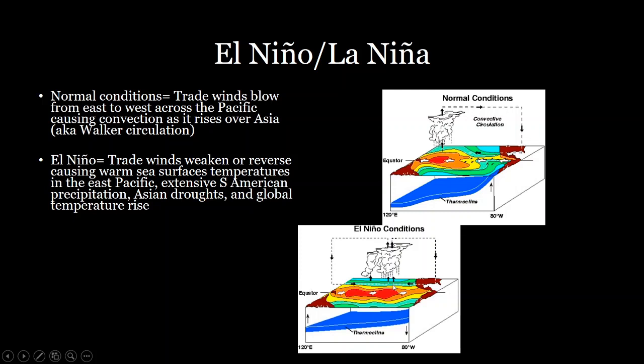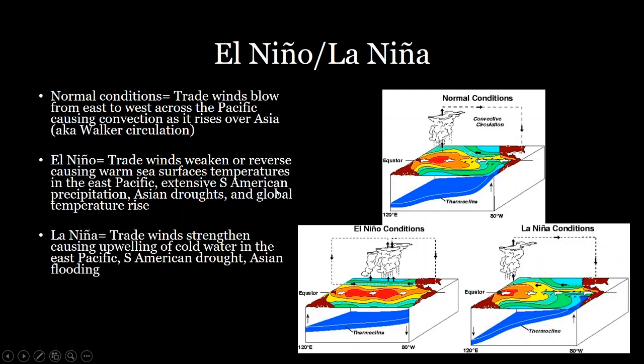And so generally, because you have this warm water being spread over further regions of the Pacific, as well as less upwelling of cold, deep water from the ocean, you generally have warmer global temperatures during El Niño events. La Niña is pretty much the exact opposite.